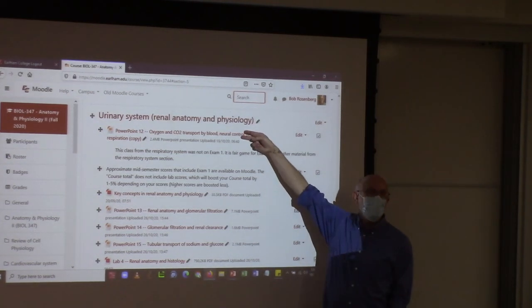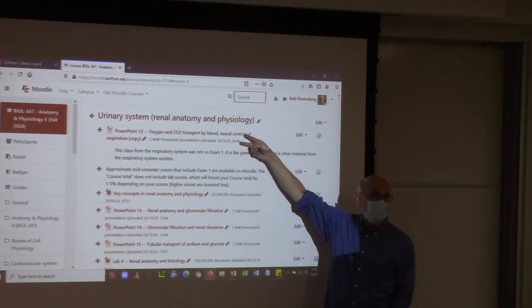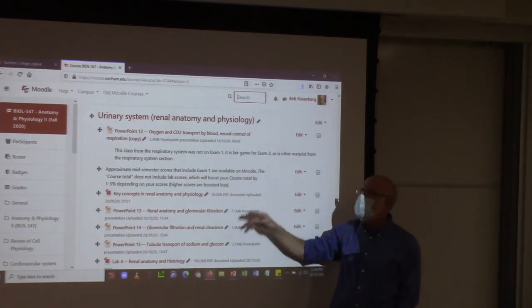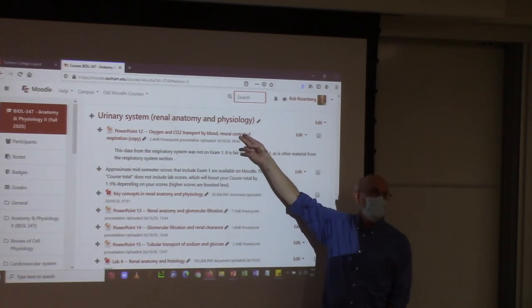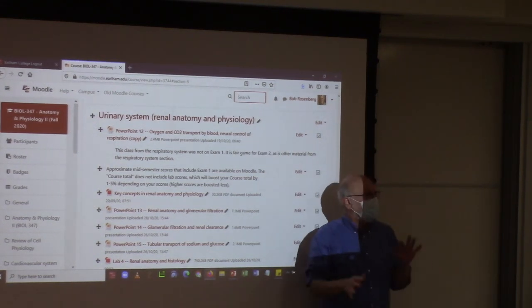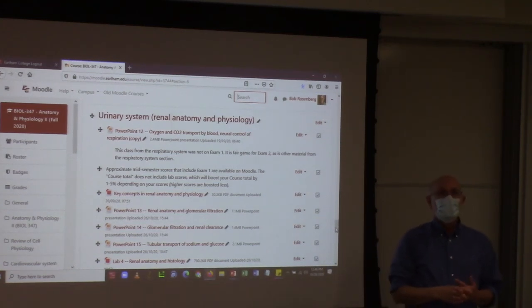What I wanted to point out here is that the last class from the respiratory section is duplicated here into this section to remind you when you're studying for this next exam that this class was not on the previous exam and will be on the next exam, as will some of the respiratory stuff, because we'll see the Davenport diagram when we get to understanding renal compensation. That's what we're going to be talking about now.